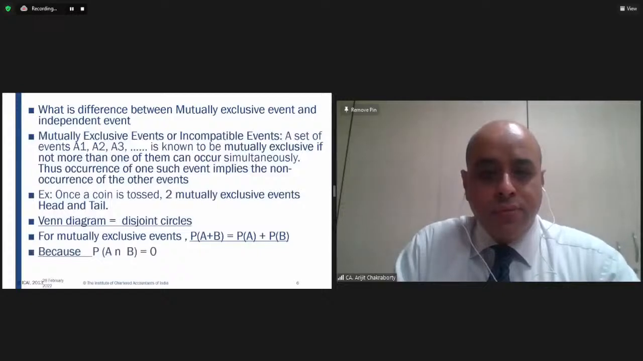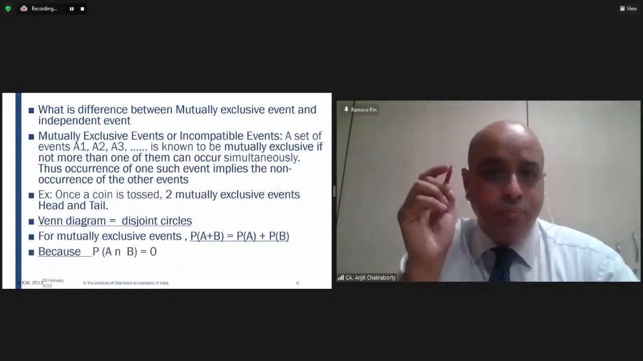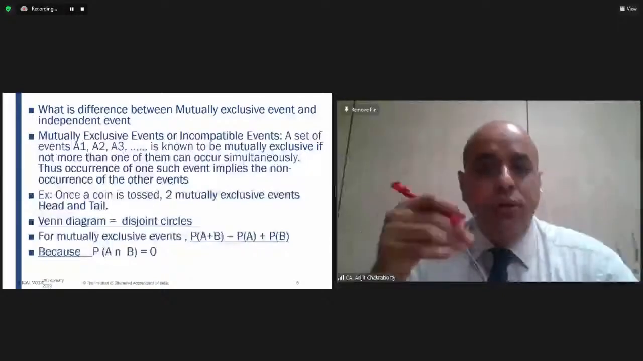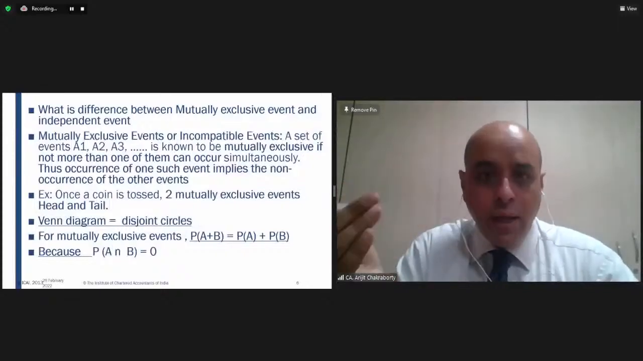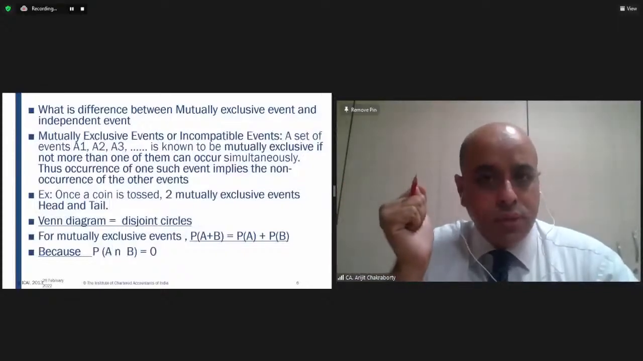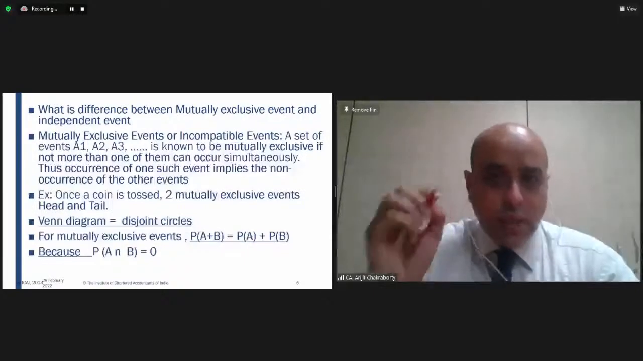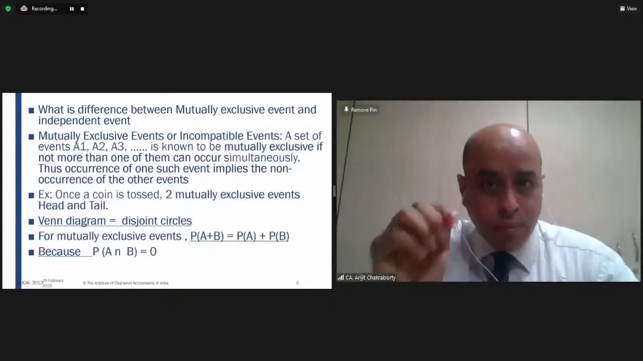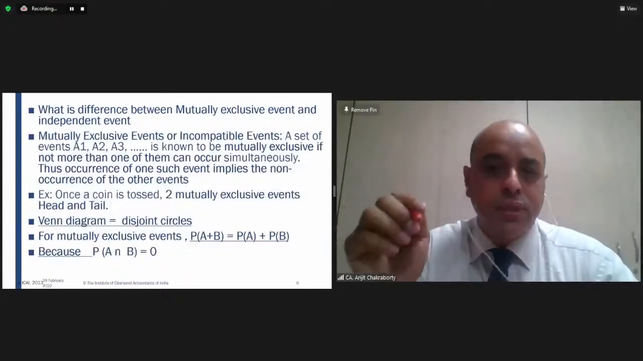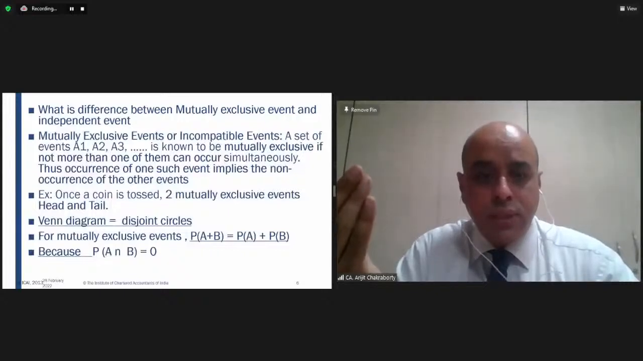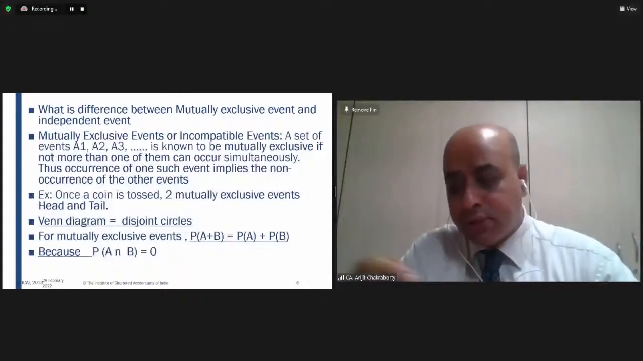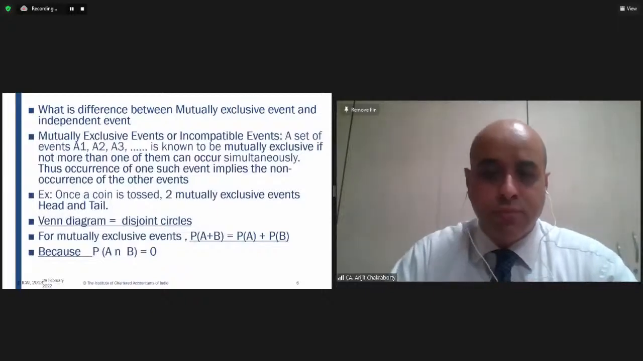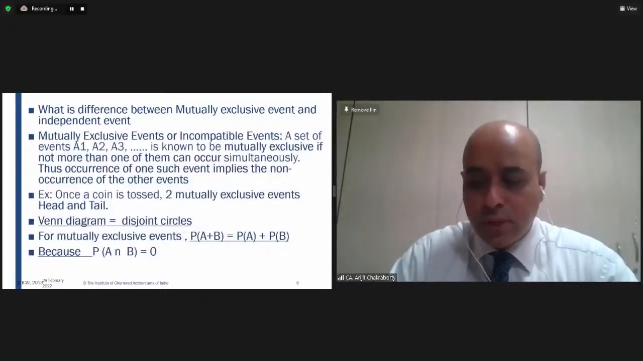And please remember, for mutually exclusive events, P(A union B) or P(A plus B) is equal to P(A) plus P(B). Why? Because in case of mutually exclusive events, P(A intersection B), the probability of A intersection B, is 0. Why? Because these two events cannot occur simultaneously. If one event takes place, the other event cannot take place. So please remember this particular formula which we had discussed in the last session.